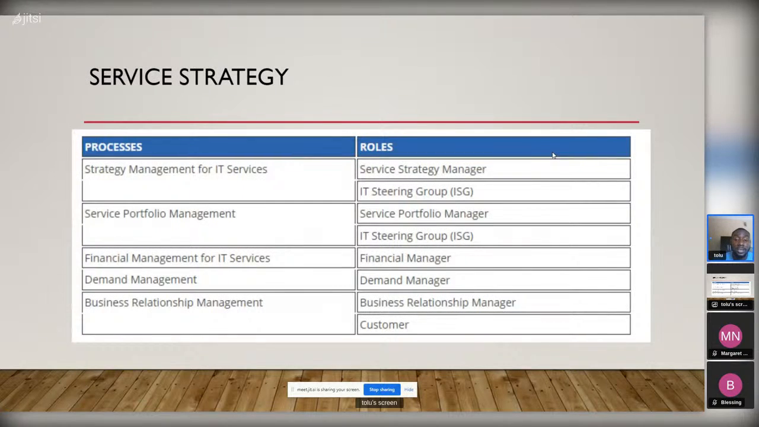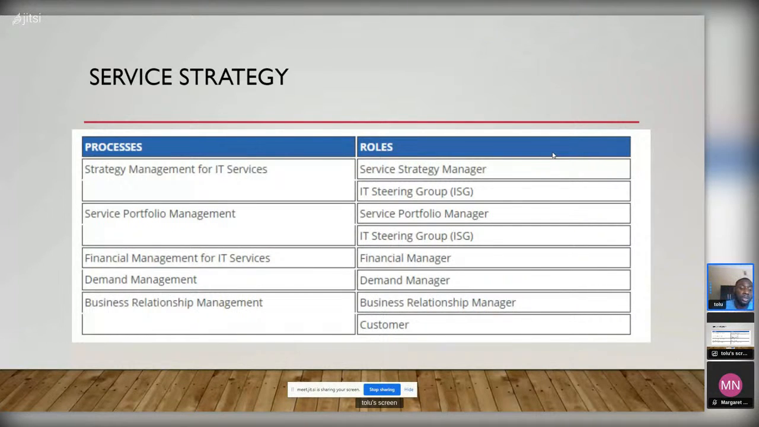Now we have processes and roles for the service strategy. So we have five processes, I mean, is this six or five? Five processes for IT service management. We have the roles: service strategy manager, the IT steering group, and service portfolio management, the service portfolio manager, and the IT steering group. Financial management for IT services, financial manager, demand manager, business relationship management, business relationship manager for consumer. These are what are involved in the service strategy.